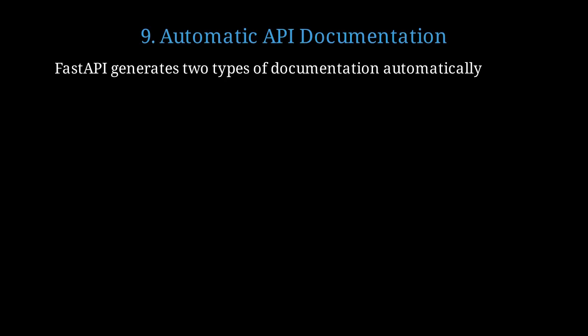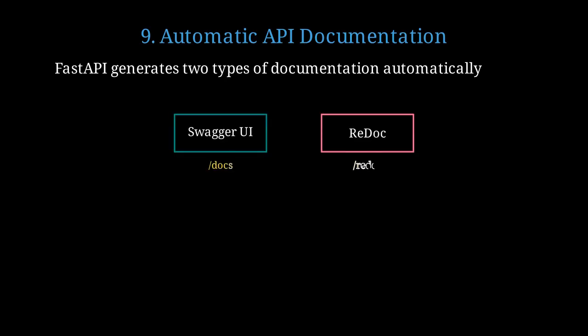One of FastAPI's killer features is automatic interactive documentation. FastAPI automatically generates 2 types of interactive documentation that update as you modify your code. Access Swagger UI at /docs for interactive testing, and ReDoc at /redoc for clean, organized documentation.